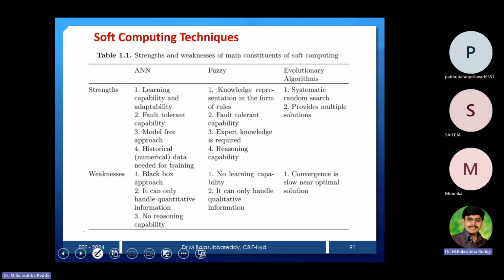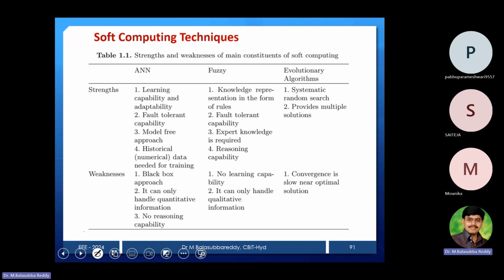Sometimes machine learning systems develop their own programming part. That's what we call a black box approach. It can only handle quantitative information, so if there is any noisy information, it will not work perfectly. No reasoning capability. And in fuzzy sets, there are also a lot of drawbacks. No learning capability. It can only handle qualitative information.